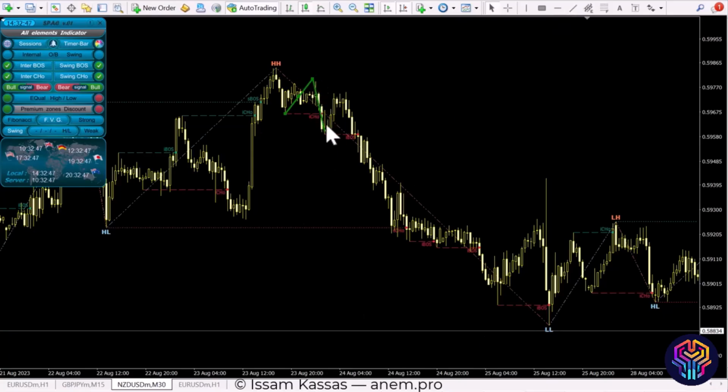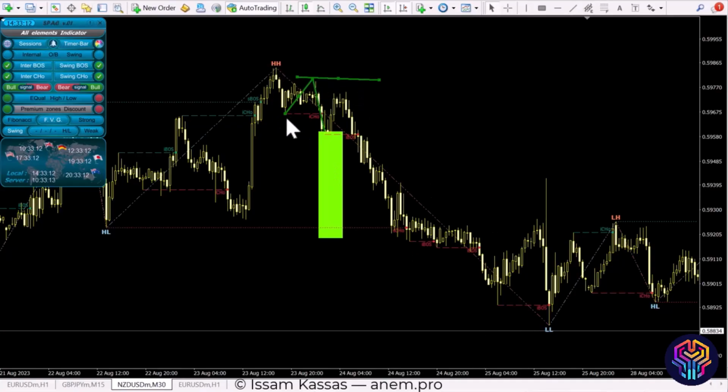Now, when that low is created, it gives me this CHoCH or internal change of character. Now the price is not moving up anymore, it's moving down. That could be read as an entry for me to enter and look for something like this and put my stop loss above that lower high. This is a lower high, lower than this high inside of this swing.